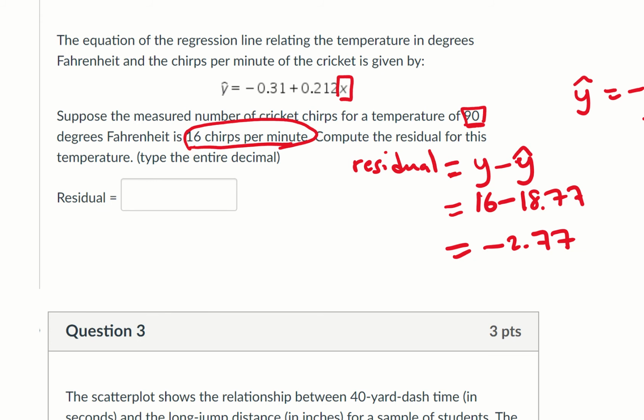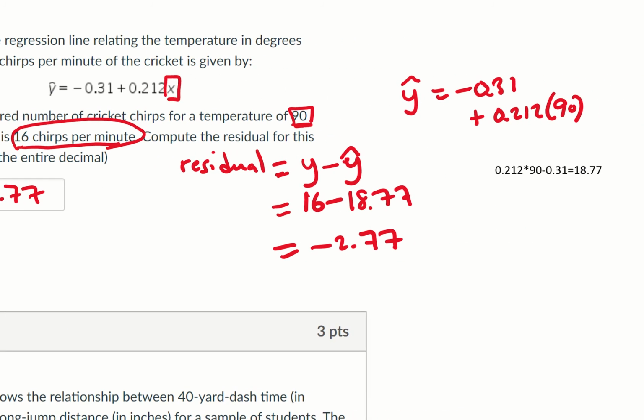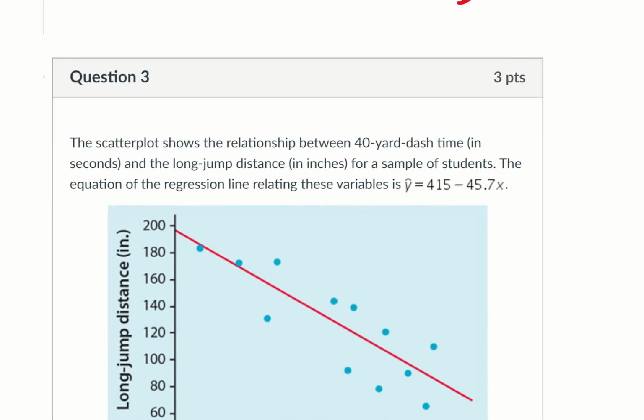And so the negative means that we over predicted here. So this is our residual. You type the entire decimal. Okay, and we'll double check that. And so my residual is negative 2.77. All right, the next one.